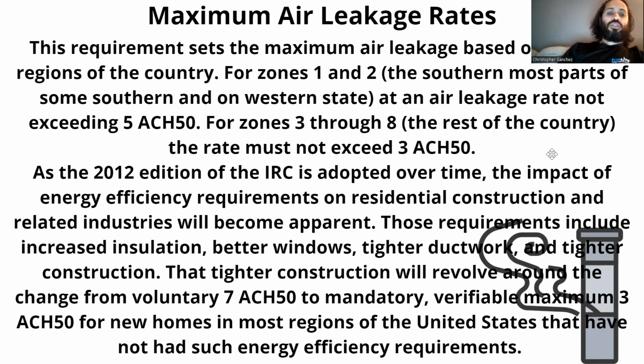As the 2012 edition of the IRC is adopted over time, the impact of energy efficiency requirements on residential construction and related industry become apparent. Those requirements include increased insulation, better windows, tighter ductwork, and tighter construction. The tighter construction will revolve around the change from a voluntary 7 ACH50 to a mandatory verifiable maximum of 3 ACH50 for new homes in most regions of the United States that have not had such energy efficiency requirements.